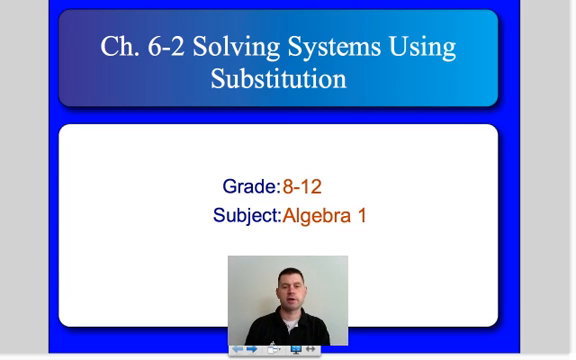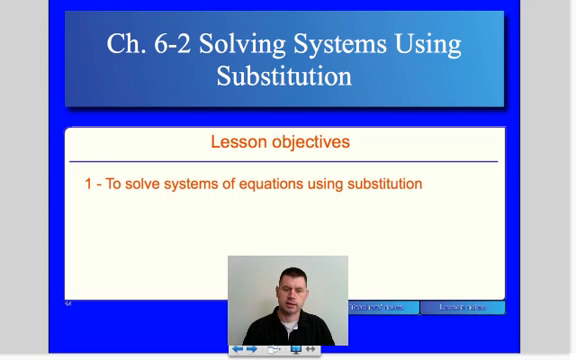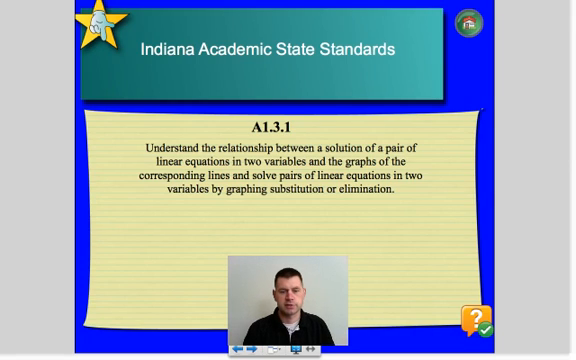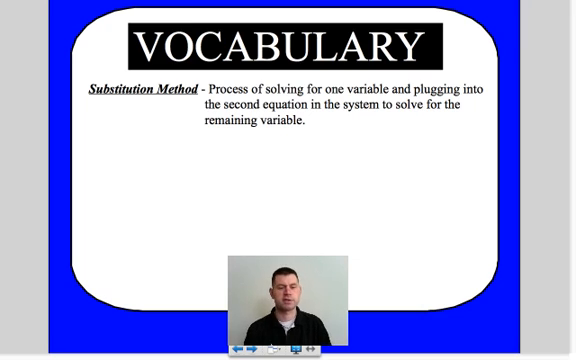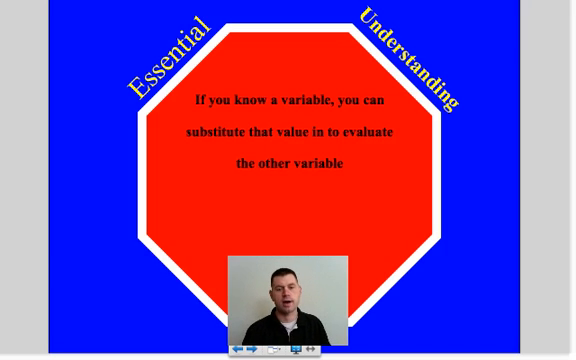Okay, so today we're going to talk about solving systems using substitution, 6-2. The objective is to solve systems using the substitution method. The standard is A1.3.1. So what is the substitution method? It's the process of solving for one variable and then plugging that into a second equation in the system to solve for the remaining variable. That's the actual process.